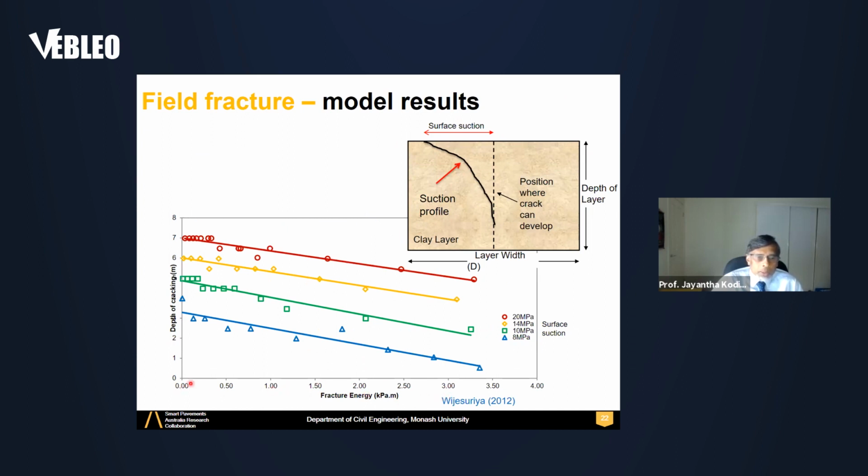So if fracture energy is ignored, 8 MPa cracking at the surface will give you something like 2.5 or 2.6 meter depth of cracking. If you have 10 meter, you get higher, close to 3. And then if you have even higher, the crack depth will go up. But if you have fracture energy incorporated, your crack depth will decrease based on the amount of fracture energy. So as you can see, the influence of fracture energy is also clear.